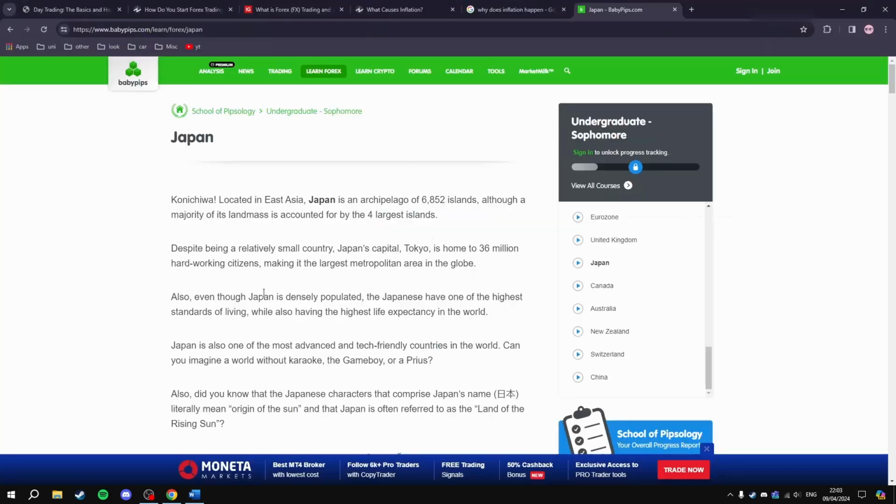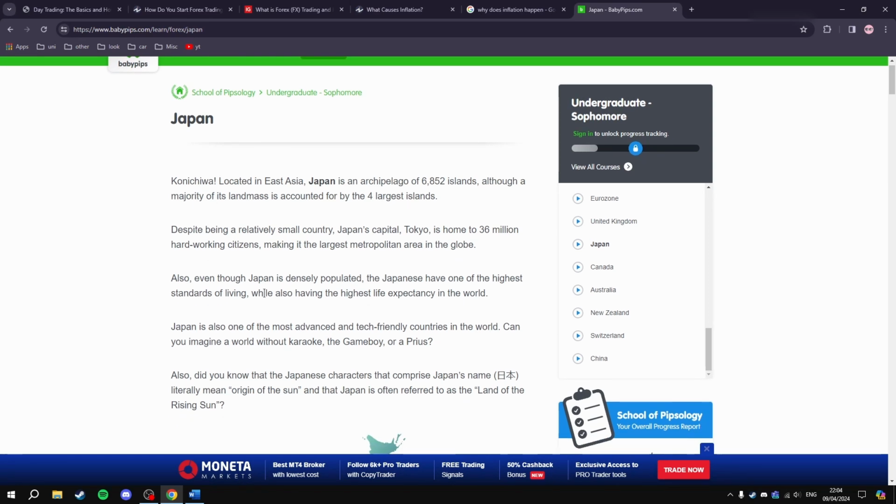So, Japan. Konnichiwa. Located in East Asia, Japan is an archipelago of 6,852 islands, although a majority of its landmass is accounted for by the 4 largest islands. Despite being a relatively small country, Japan's capital Tokyo is home to 36 million hard-working citizens, making it the largest metropolitan area in the globe.